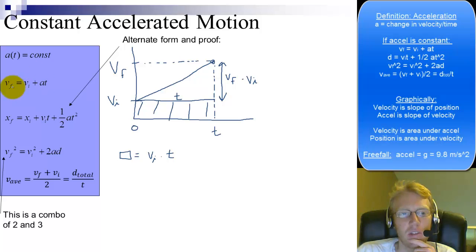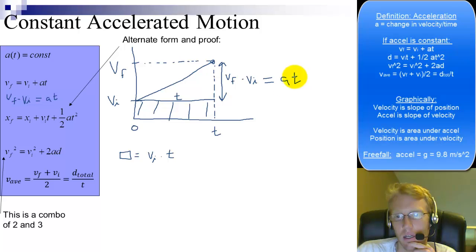But you can see from this equation right here, if you subtract v initial from both sides, you get that v final minus v initial equals at. So the height on this side is also equal to at. Okay, so this triangle here has an area of 1/2 base times height. The base is t, and the height is at, for a grand total of 1/2 at squared.